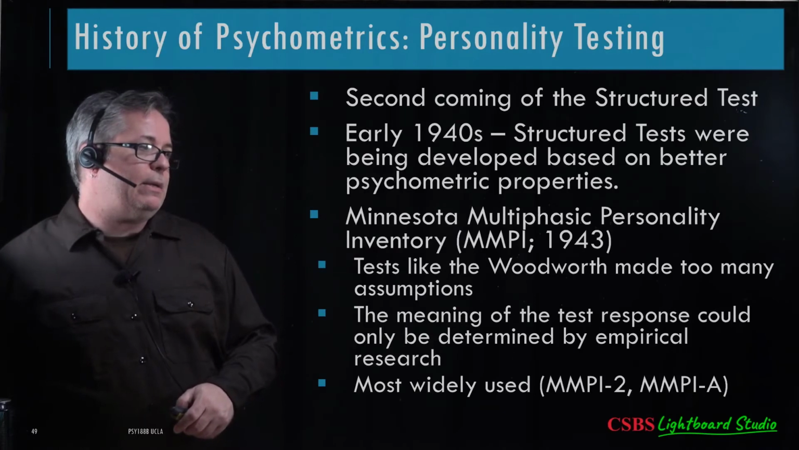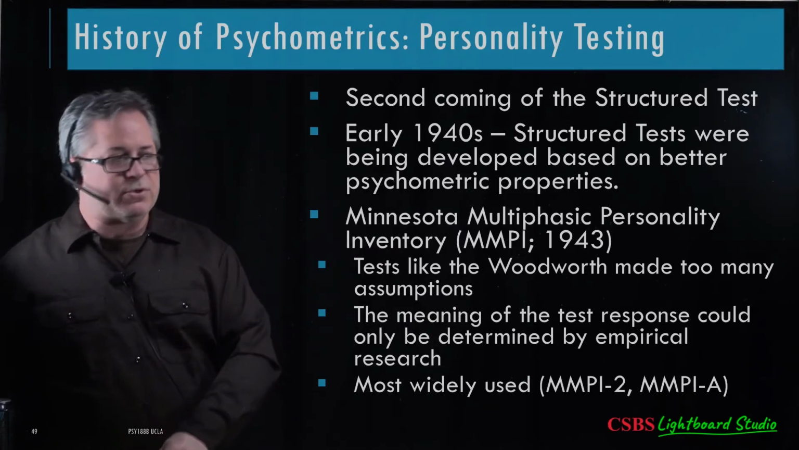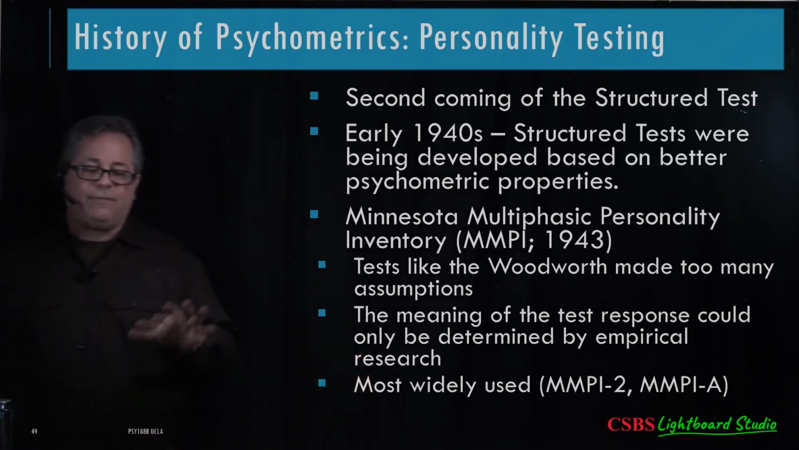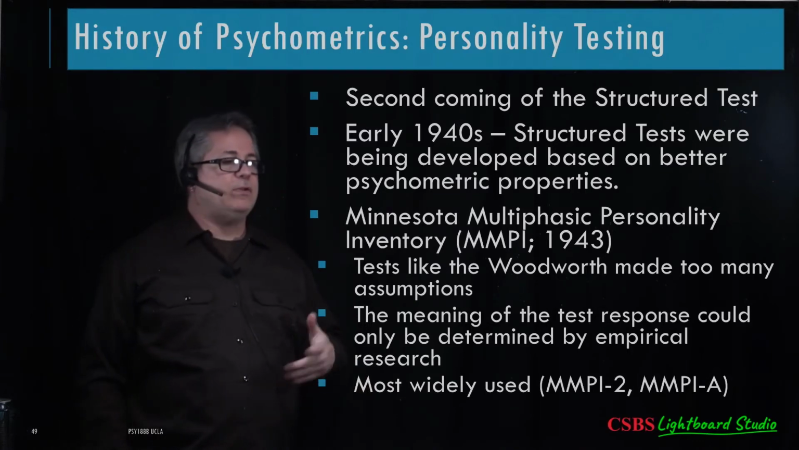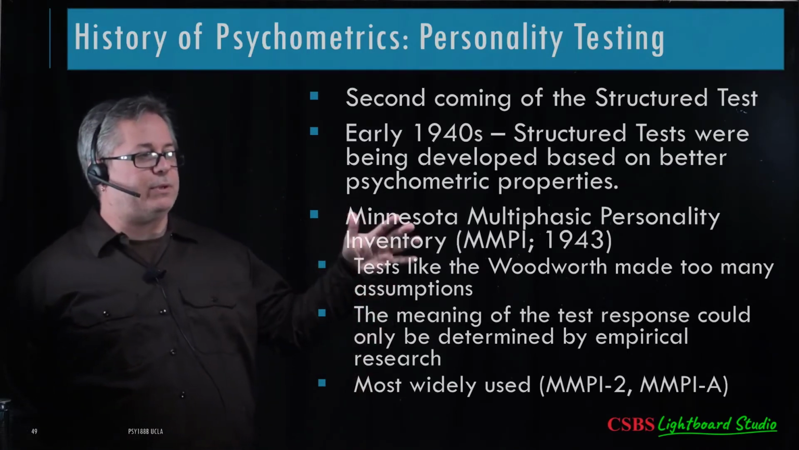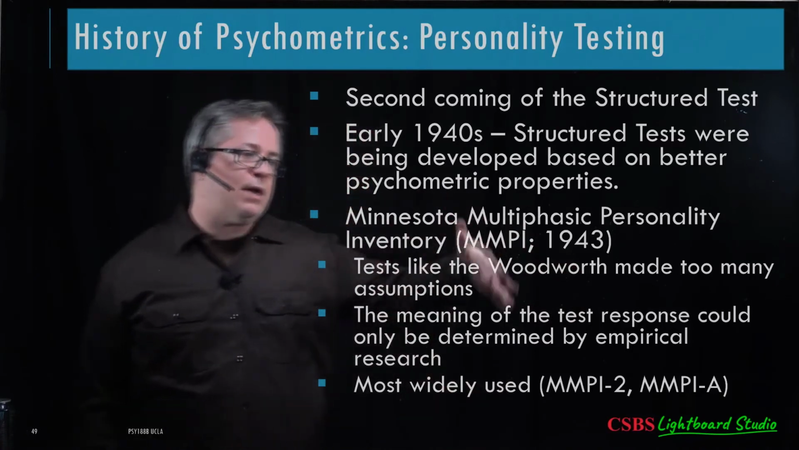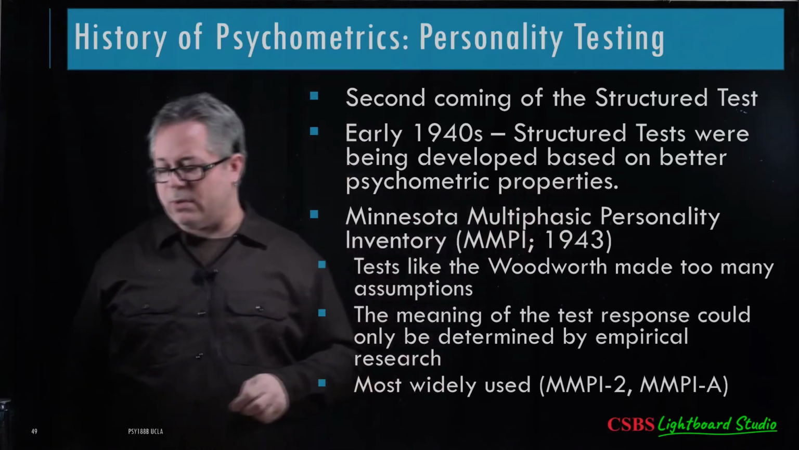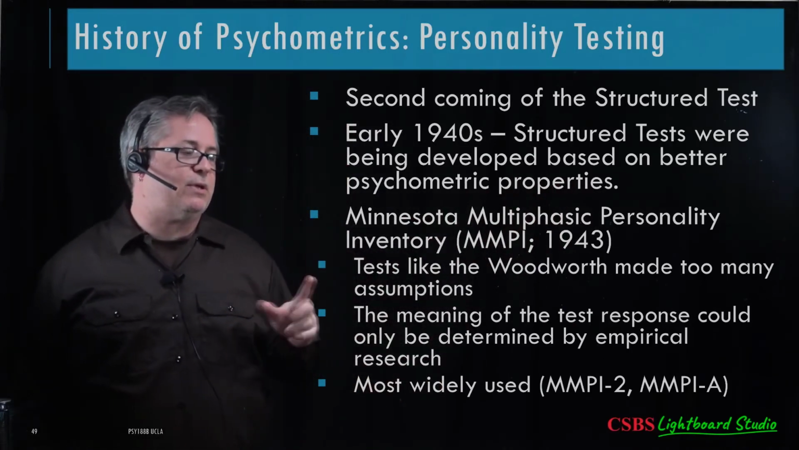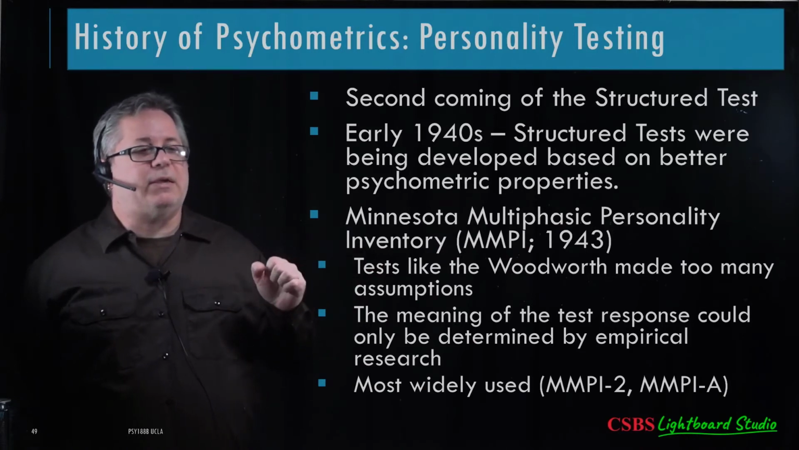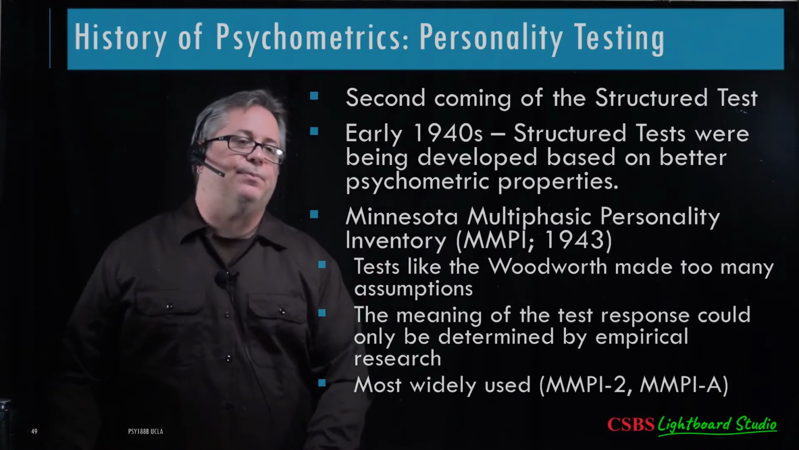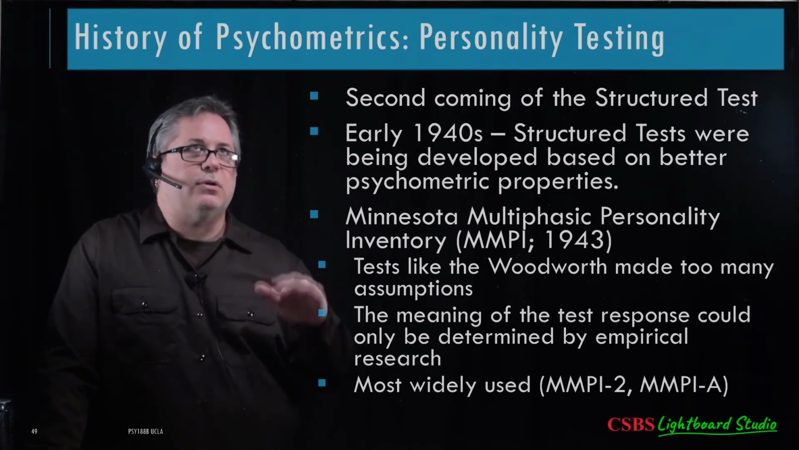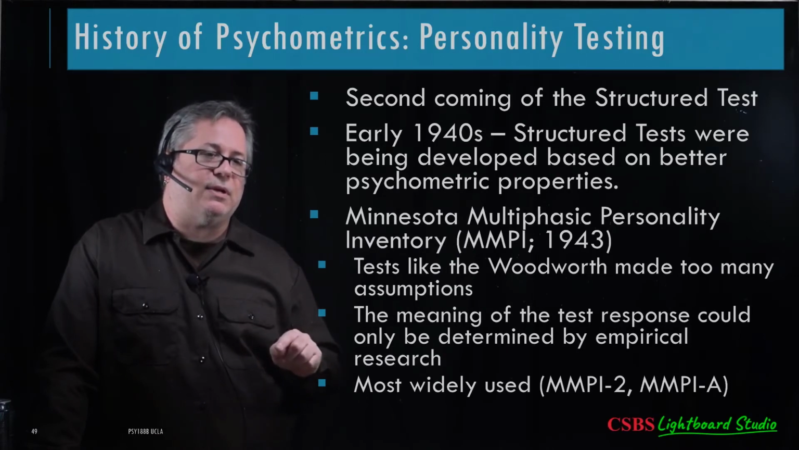All right. So the first set of structured tests for personality didn't go so well. They were too obvious, and people had a tendency to want to lie. So in the 40s, there was a sort of second coming of these structured tests. In the 40s, they started to develop more on psychometric properties using things like test theory. And they started to build in things like lie scales, which are questions that they embed into these long personality inventories to see if someone has a tendency to lie.